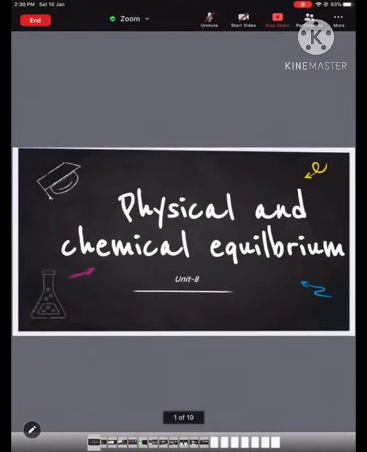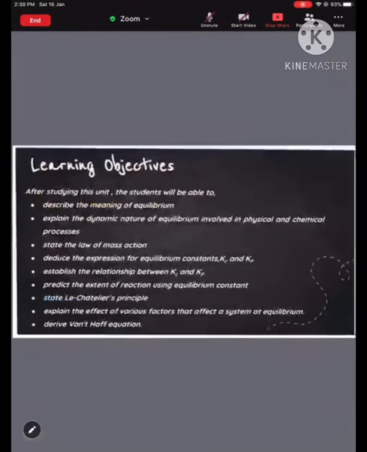In today's class, we will see about physical and chemical equilibrium, volume 2, unit 8. So after studying and understanding this lesson, we will be able to describe the meaning of equilibrium, explain the dynamic nature of equilibrium involved in physical and chemical processes.